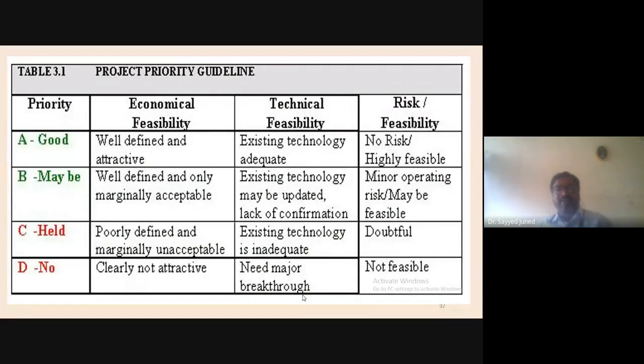There's a table. This table depends on low, medium, and high. If you see the priority, we have a table with four rows: priority, economical feasibility, technical feasibility, and risk feasibility. We mention A for good, B for maybe, C for help, D for not. We are mentioning the electricity consumption or priority guidelines for the consumption of energy for the energy audit reports. Okay. Next slide.